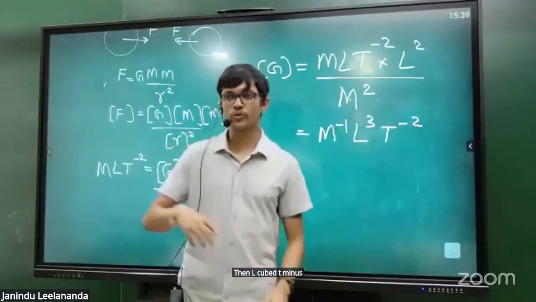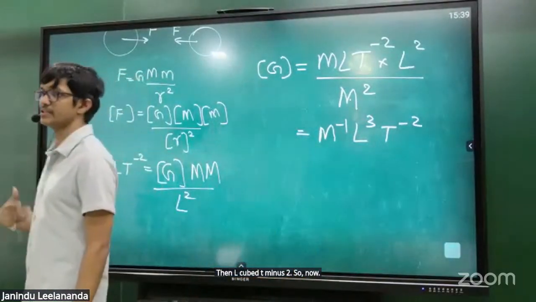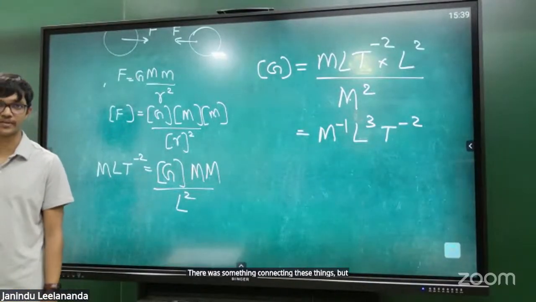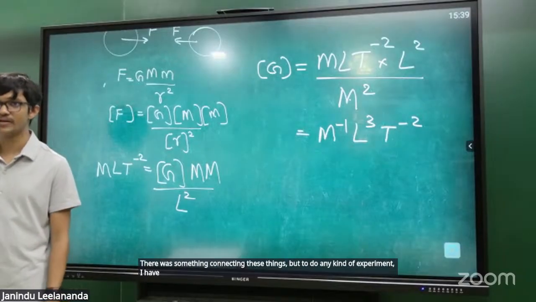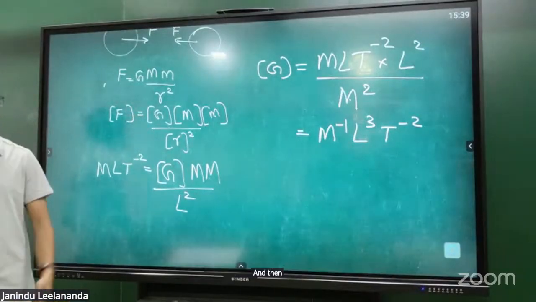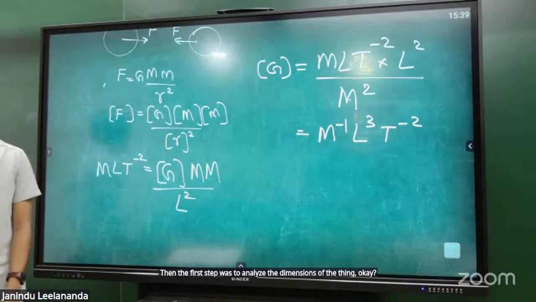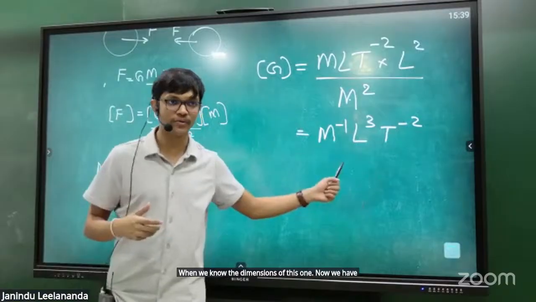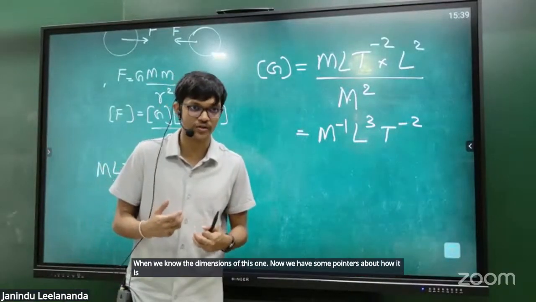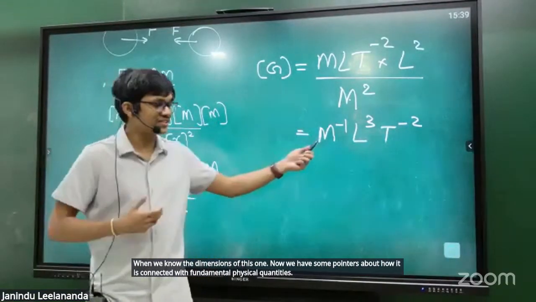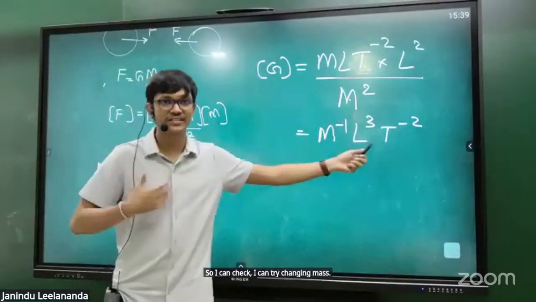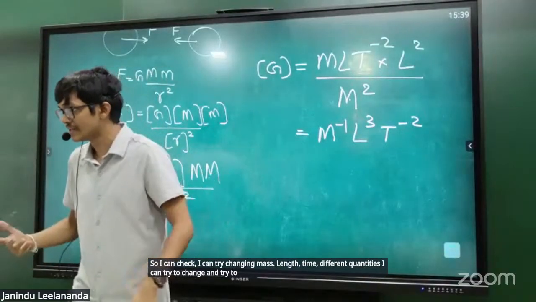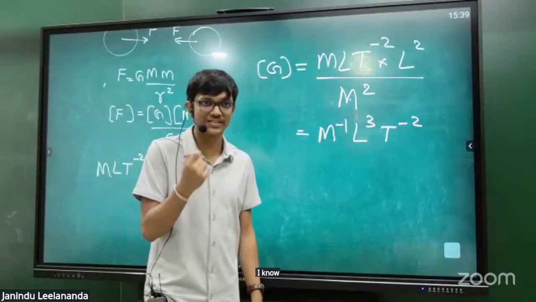Clear? So now there was something connecting these things, but to do any kind of experiment, I had no idea about it. Then the first step was to analyze the dimensions. When we know the dimensions, we have some pointers about how it's connected with fundamental physical quantities. So I can try changing mass, length, time, different quantities, and analyze G. Now I have some kind of understanding about G.